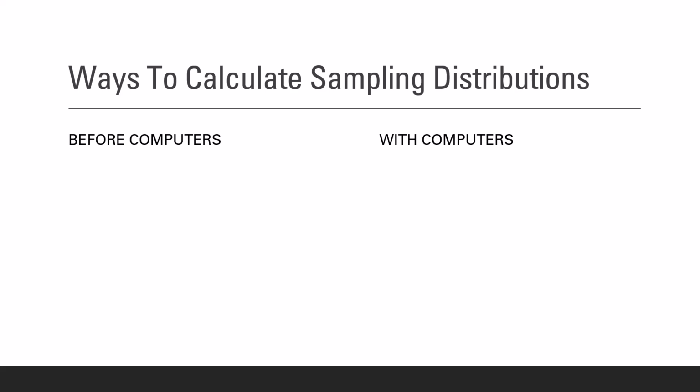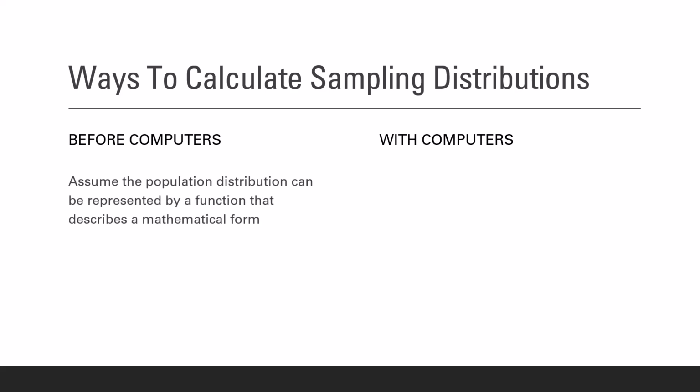So we can have multiple ways to calculate sampling distributions, but before there were computers, there was only one way. And that was you assume the population distribution can be represented by a function that describes a mathematical form, and then you mathematically derive the sampling distribution. So when I said we were doing a thought experiment, we can actually turn that into a mathematical derivation based on that thought experiment. And that's what mathematical statisticians have done.